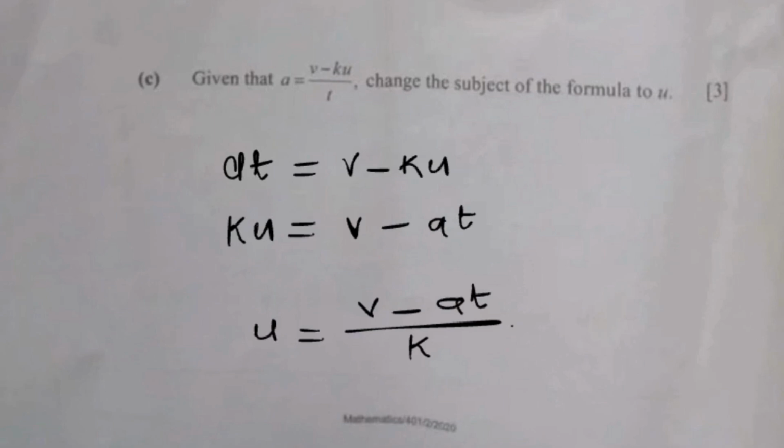Next, we want to make U the subject of the formula. How do we do that? We multiply throughout by T, so that this is AT is equal to V minus KU. Now, we can add both sides of this equation by KU, and reduce both sides by AT, so that KU is equal to V minus AT. We want U, so we are going to divide throughout by K, so that the K and the K go, and remain with V minus AT over K.